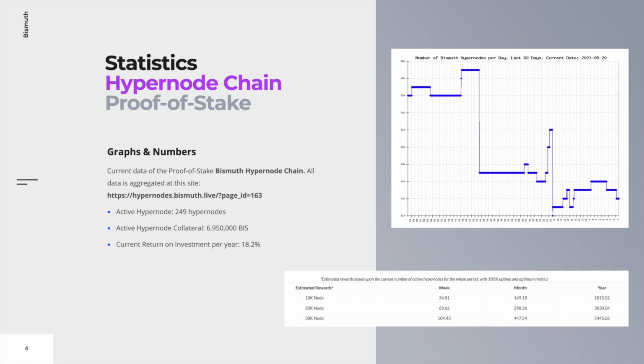Then you see a table, and on this table, you see the estimated rewards you would get running a Hypernode. And you see there are three different levels. The lowest level is the 10K Hypernode. This means you would need to have 10K Bismuth in order to run the Hypernode. And the second level is 20K, and the third level is 30K. And then you see under best conditions how much you could make per week, per month, or per year.